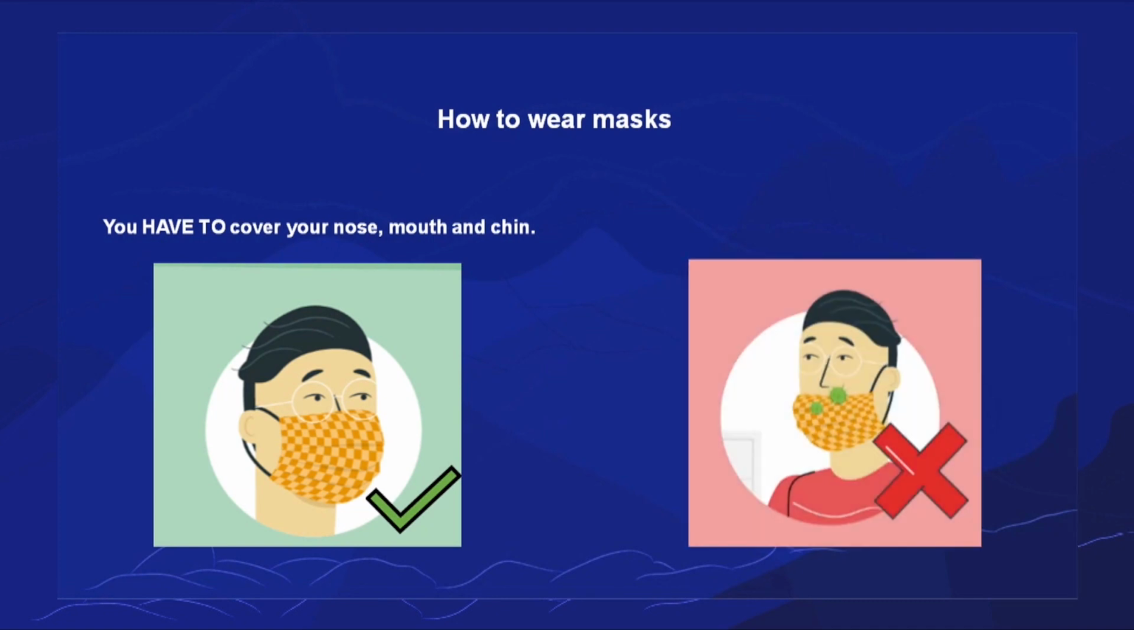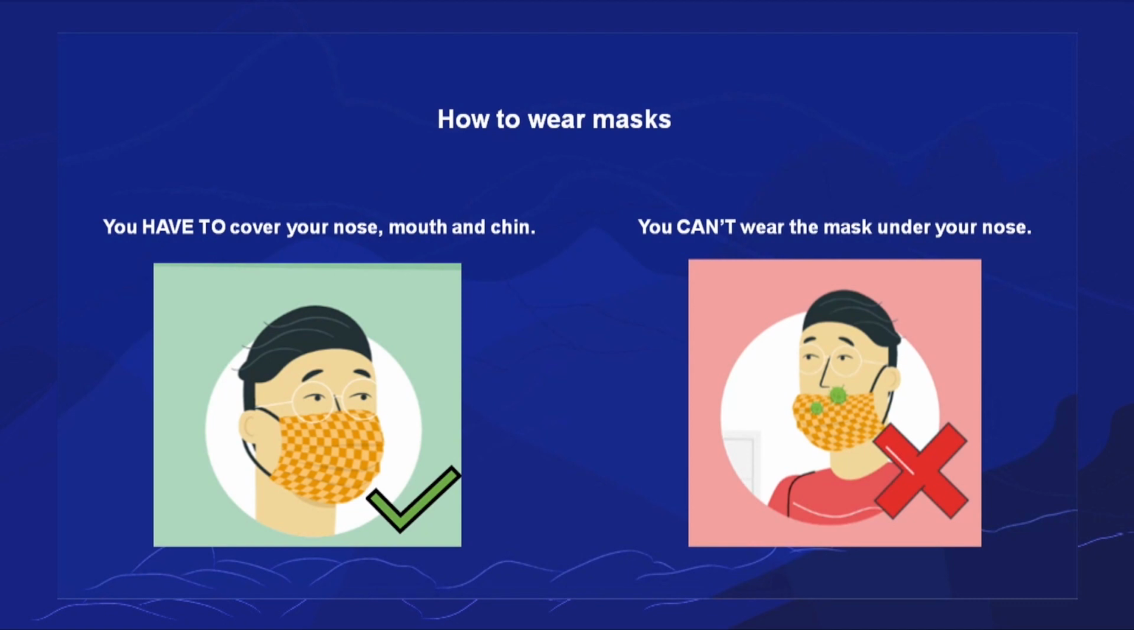What about this one here? Look at the image. This is not permitted. So, you can't wear the mask under your nose. One more time. You can't wear the mask under your nose. Você não pode usar a máscara abaixo do nariz.